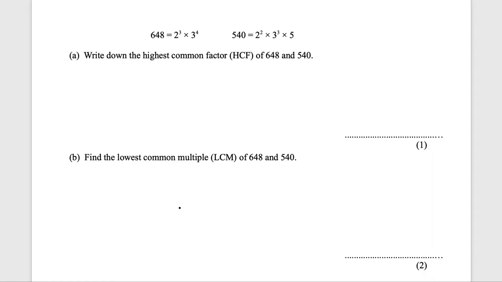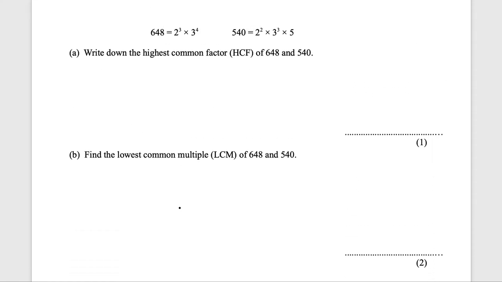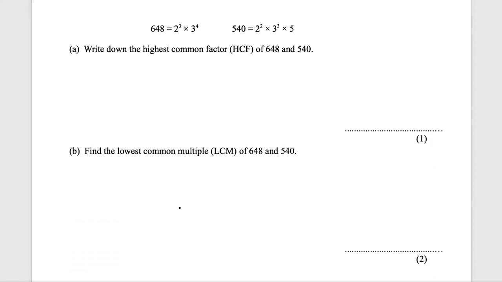Next question. This is our final question. 648 is equal to 2 cubed multiplied by 3 to the power of 4. 540 is 2 squared multiplied by 3 cubed multiplied by 5. Write down the highest common factor of 648 and 540. So if we have a look now, 648 is equal to 2 cubed multiplied by 3 to the power of 4.